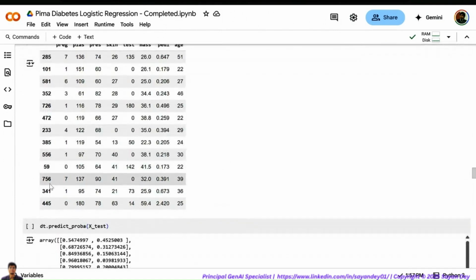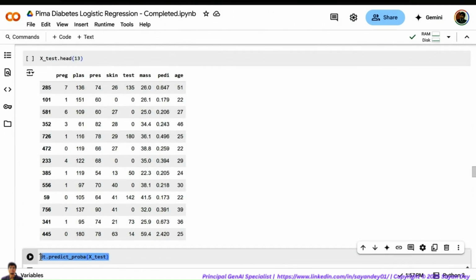A few other new ideas is something called predict proba. Very, very important. This again was not there for regression. This is only for classification. What are the different steps for model building?